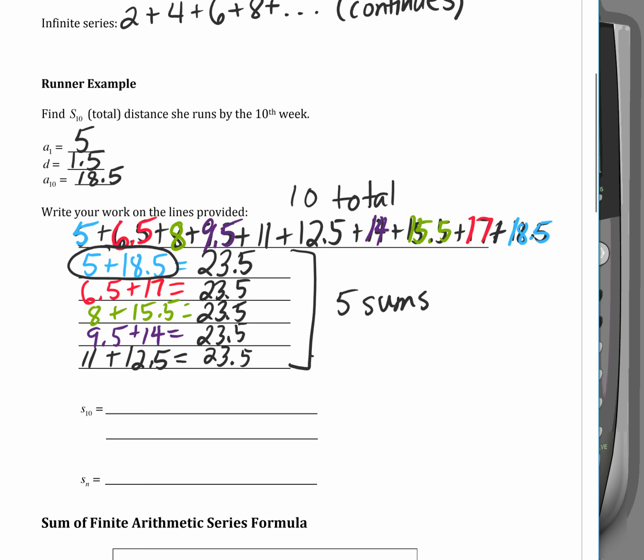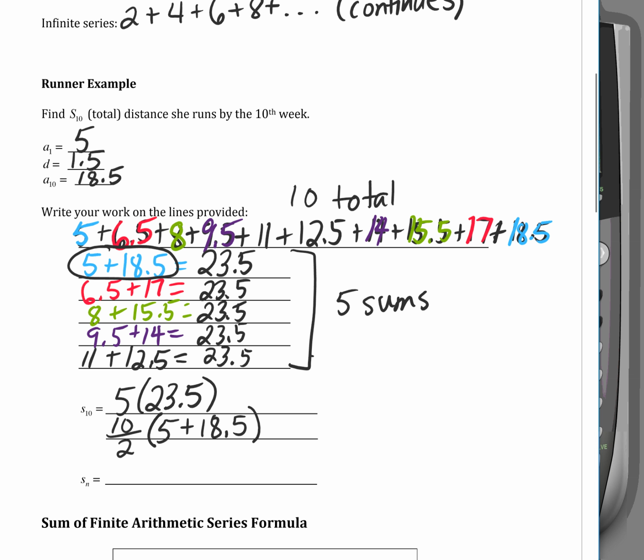So let's fill in what we know. If we do 5 times 23.5, that gives us the actual sum that we're looking for. But let's rewrite that. 5 comes because it's half of 10. 10 is a number we know. Times the sum of what I circled, 5 plus 18.5.